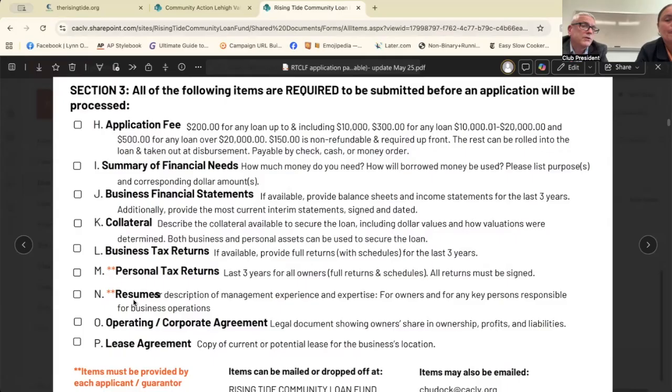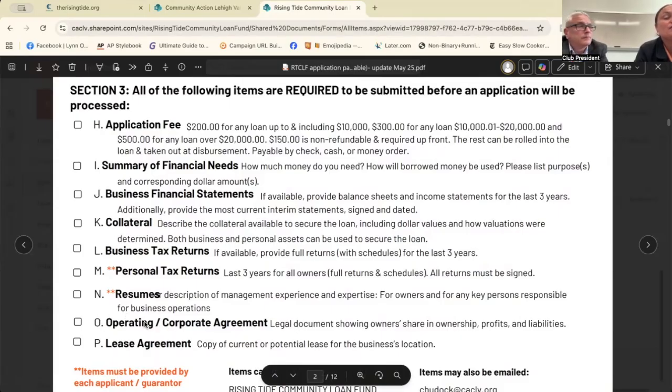So this is really helpful for us when we're doing the underwriting to talk about your management skills. And also back up the business plan. A lot of things that are in the business plan can also be supported by my resume. Correct. Because of what I'm going to contribute, my skill sets. Right. The next one is always the operating or corporate agreement.